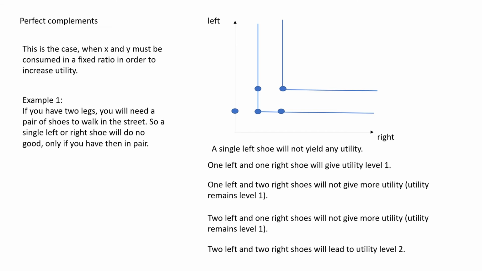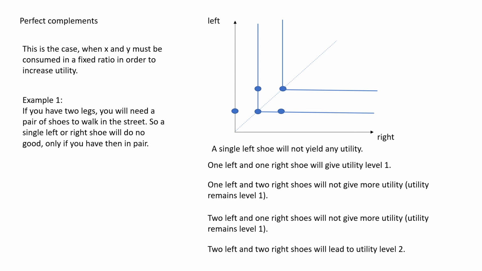And we can already guess that increasing only the number of one of these shoes, so either left or right shoes, will still not improve your utility. So the marginal utility would be 0 in cases when you do not consume the goods in the given fixed ratio. And to have a positive marginal utility is only possible if you increase your consumption of X and Y in that given fixed ratio, which is here 1 to 1.